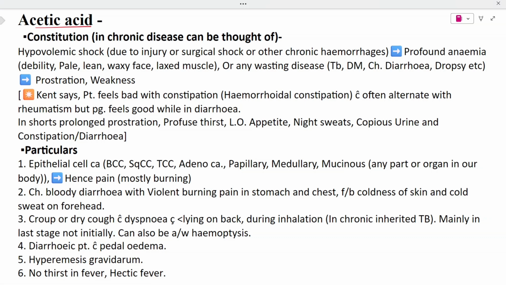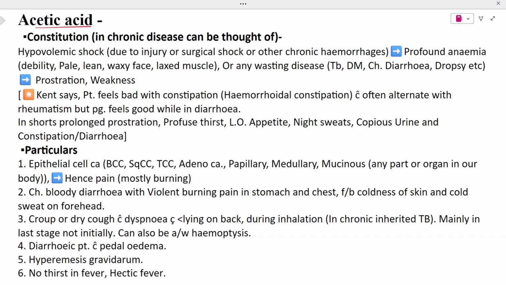becomes very easy, and cumulative study helps us to grasp the real picture of the disease, the real picture of the medicine. So without further ado, let's see what Aceticum acidum actually is.